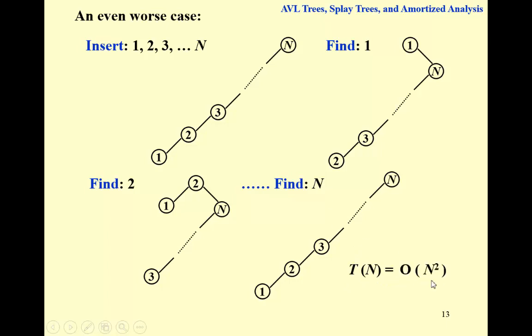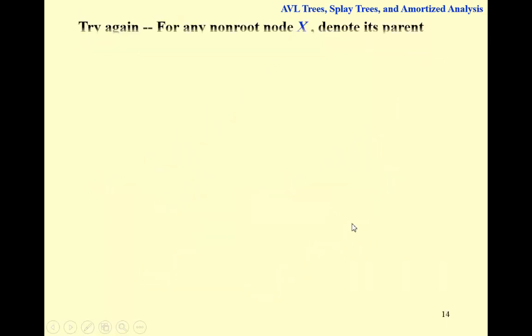So it doesn't work. Does it mean that we should just abandon the idea of using AVL rotations? Certainly not. Let's try again. Besides single rotations, we still have double rotations, right? So for any non-root node x, let's consider not only its parent, but also its grandparent. Look up for 2 steps. Okay, basically we're going to have 3 cases.